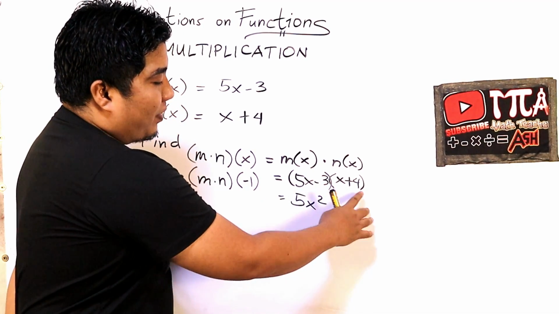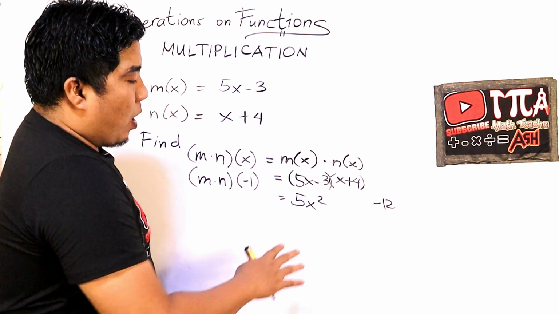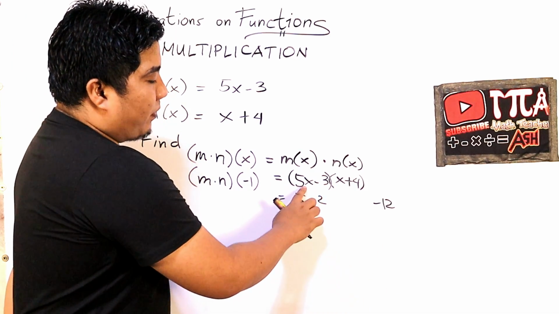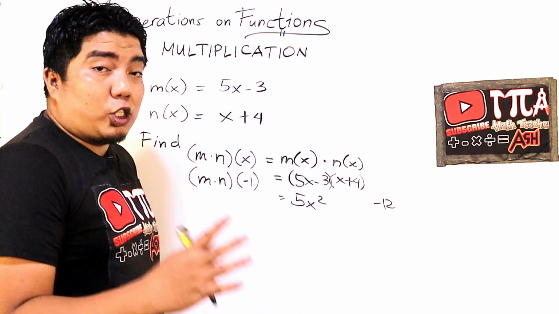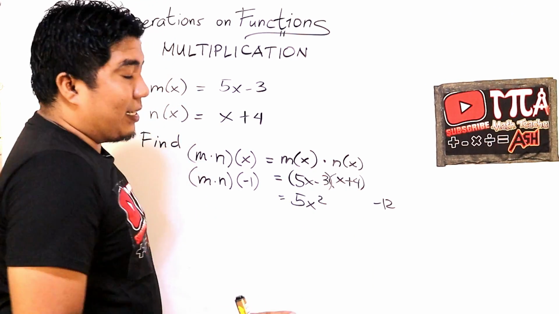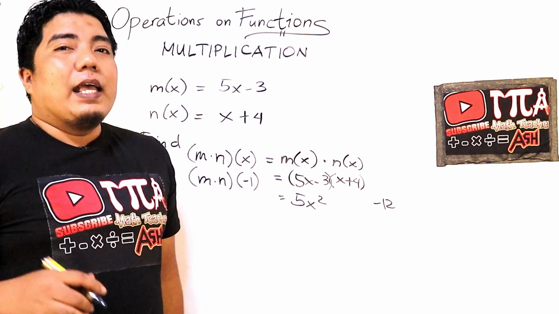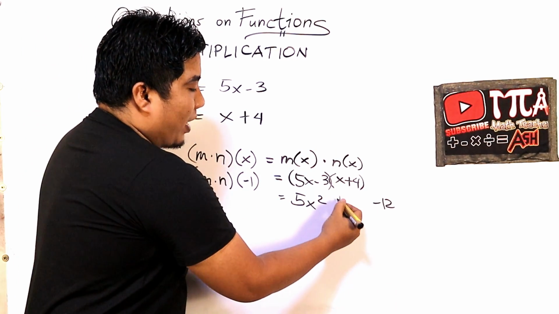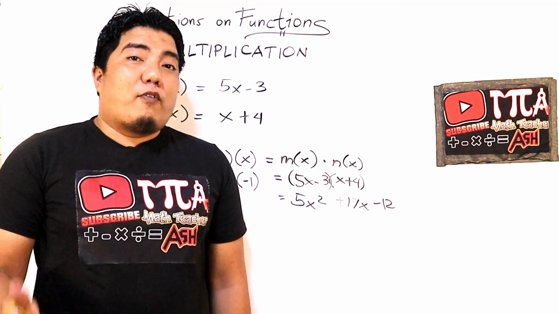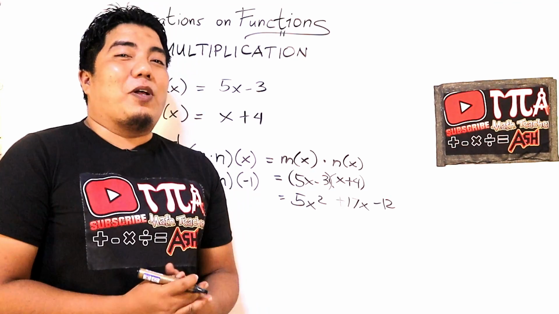I have negative 3 times 4, that is negative 12. Then I will just add the product of the middle. So that is 5x times 4, that is positive 20. Negative 3 and x, that is negative 3. So positive 20 plus negative 3 is positive 17. So we have positive 17x, and that is the final answer for this given problem: 5x squared plus 17x minus 12.